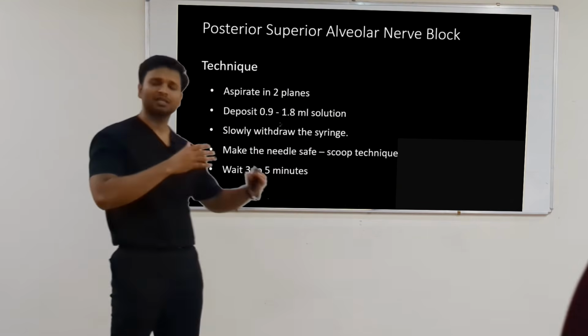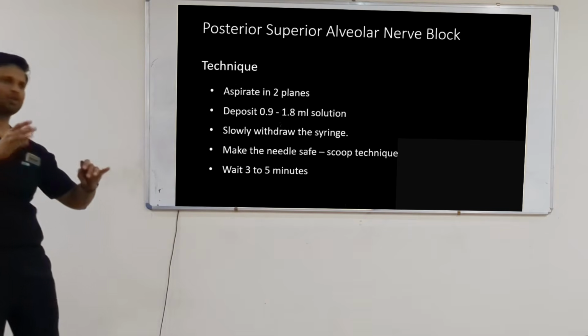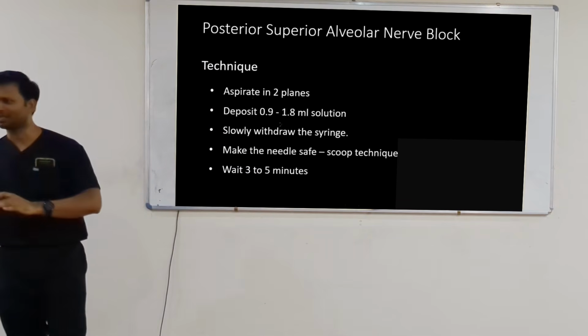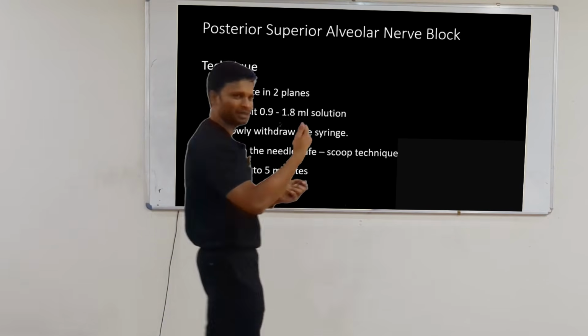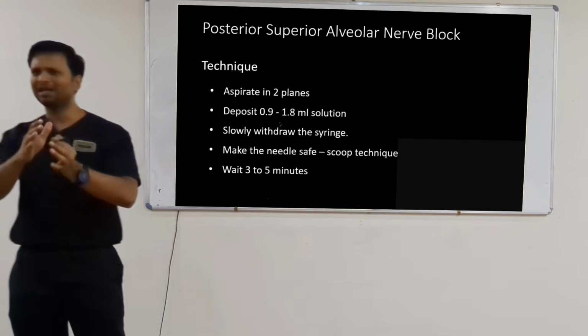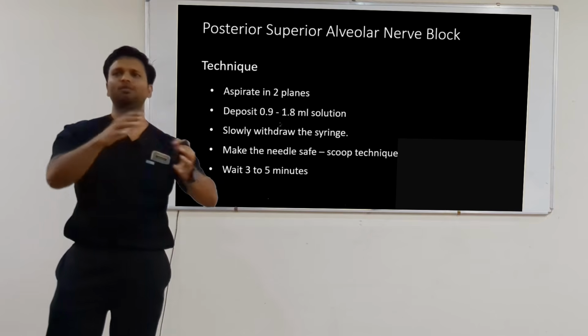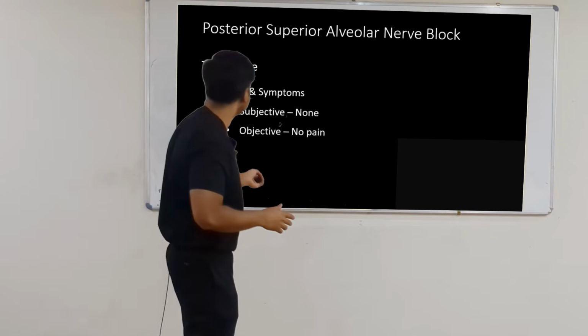The amount of LA solution to be deposited in this is 0.9 to 1.8 ml. To be deposited over a period of 30 to 60 seconds. And again, slowly withdraw the needle and scoop technique se we cap the needle. And again, for the LA to act, for the PSA nerve block to act, you have to wait for 3 to 5 minutes. And then what are the signs and symptoms?